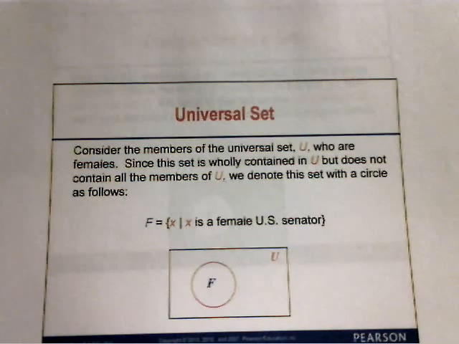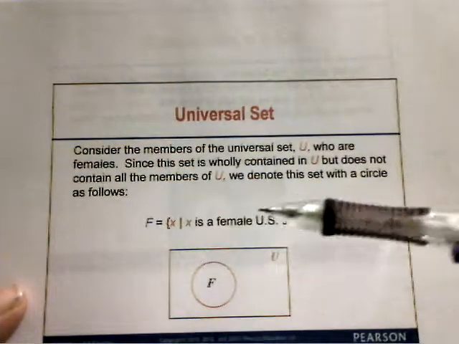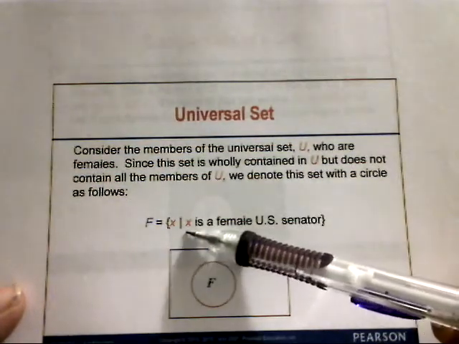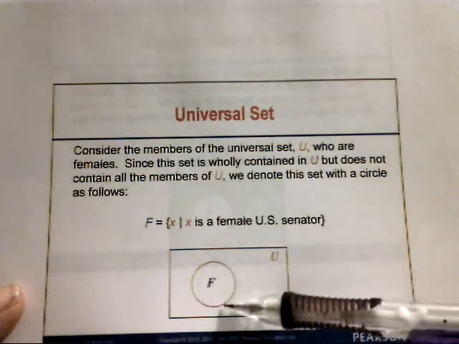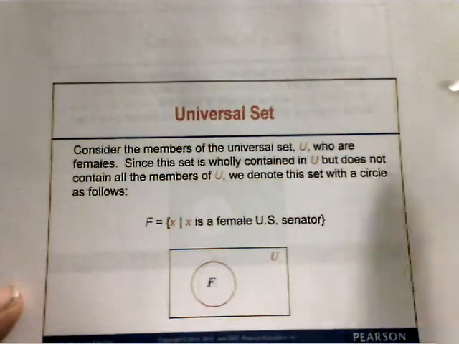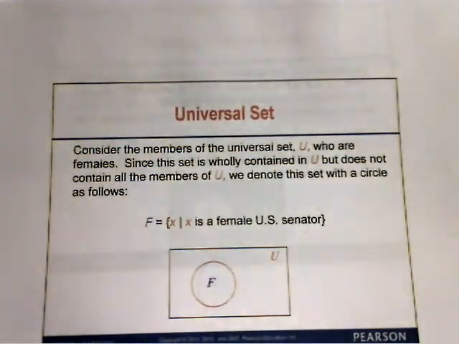And then you're going to consider the members of the universal set called U, which are females. Since this set is wholly contained in U but does not contain all the members of U, we denote this set with a circle as follows. Here F is the set of all x such that x is a female U.S. Senator. So here we use a circle and we use the letter F to represent that set of all female U.S. Senators.